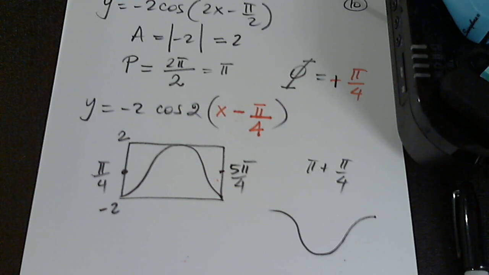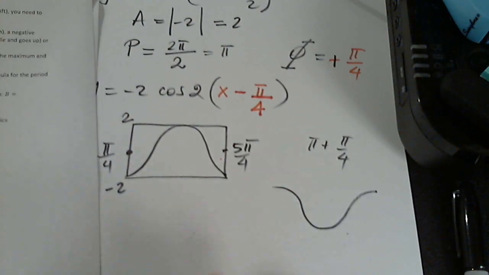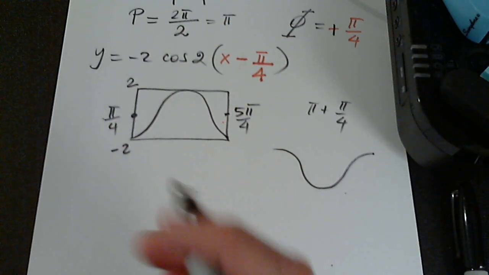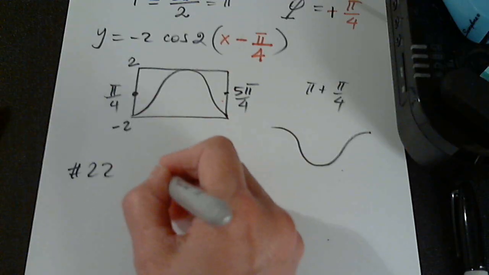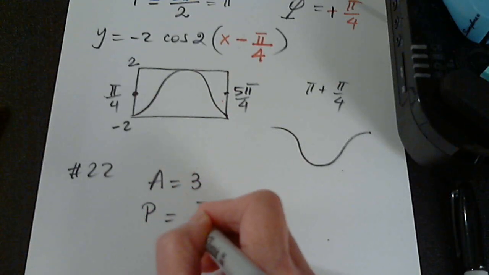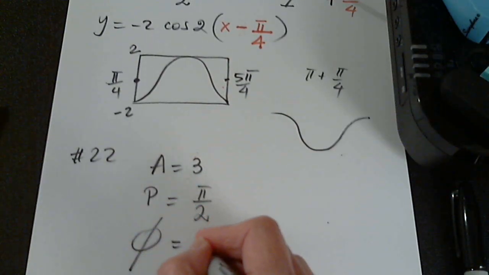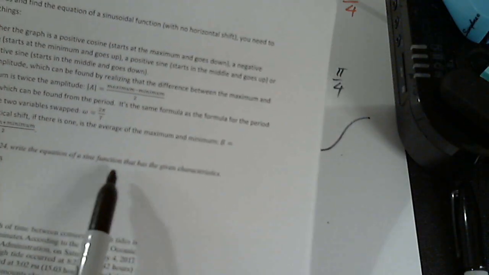Okay, so one final question that I would like to work on is problem 22 on this handout. And we can choose more, of course. So we are given the amplitude, which is 3. We are given the period, which is pi over 2. And we are given the phase shift, which is 2. And they say, write the equation of a sine function that has the given characteristics.